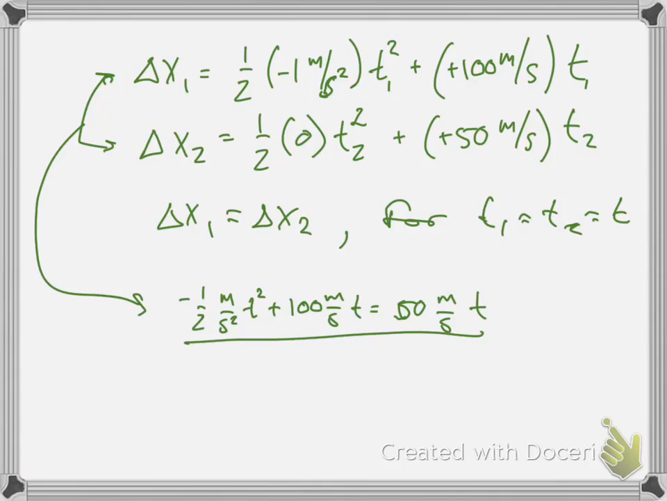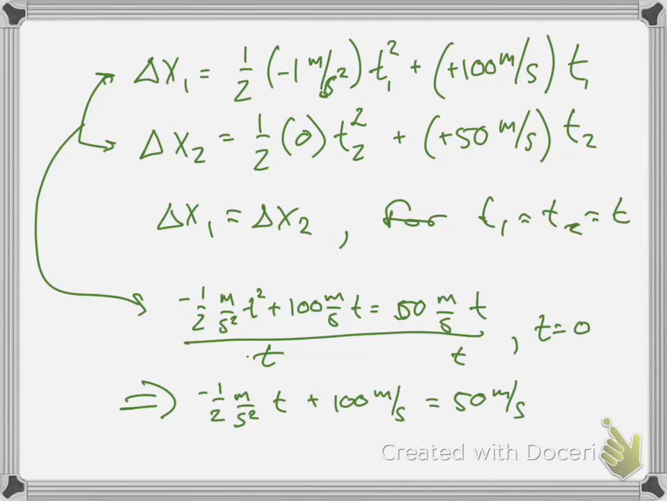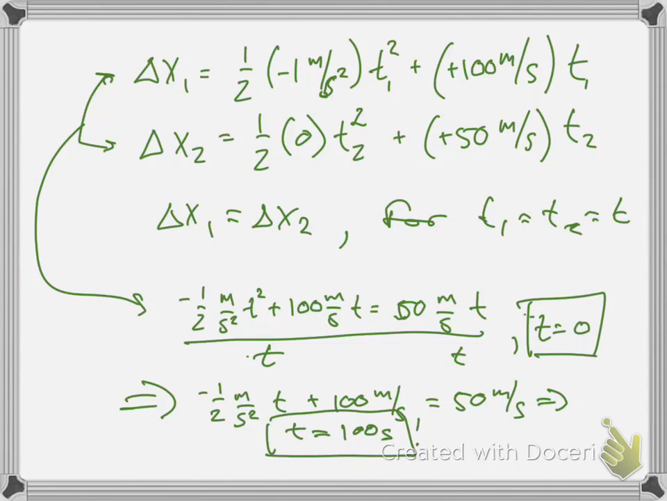We can divide out a t on both sides, the right and the left, and say that t equals 0, or we can divide it out. And so therefore we get this equation. You can do the algebra. I'm going to skip ahead and say that t is equal to 100 seconds. Units work out, signs work out, it is positive 100 seconds. So the trains pass each other at t equals 0, which we already defined, and then again at t equals 100 seconds.